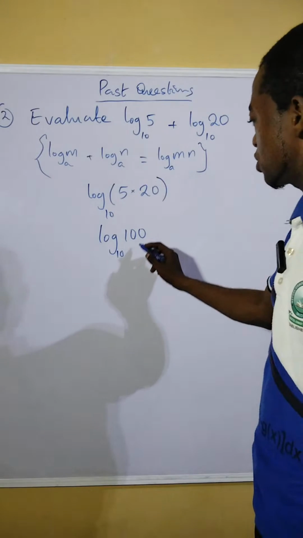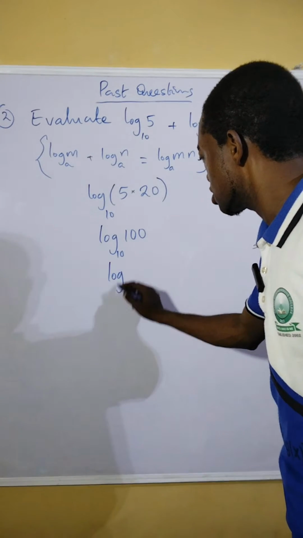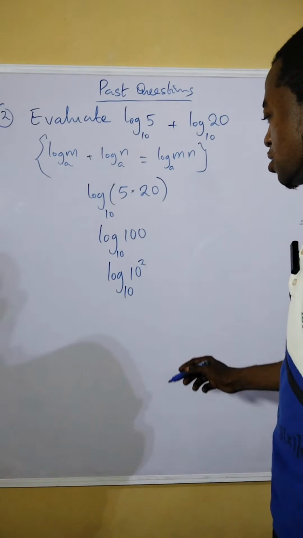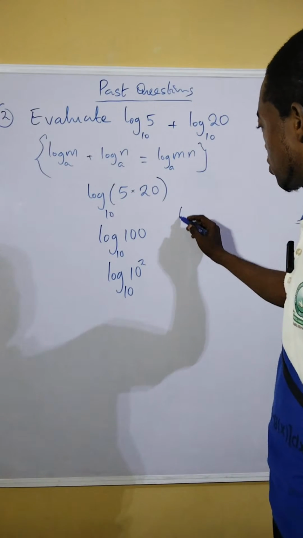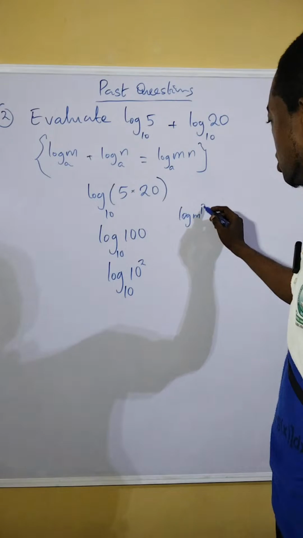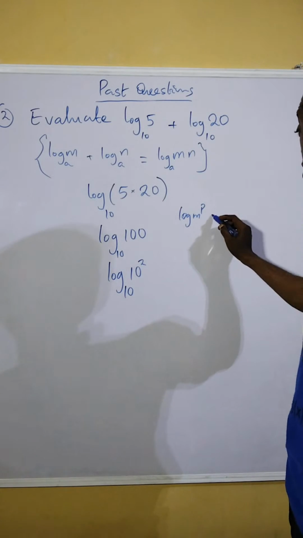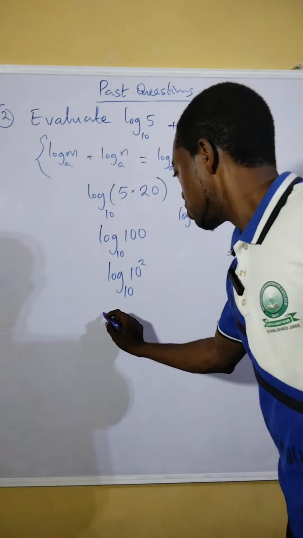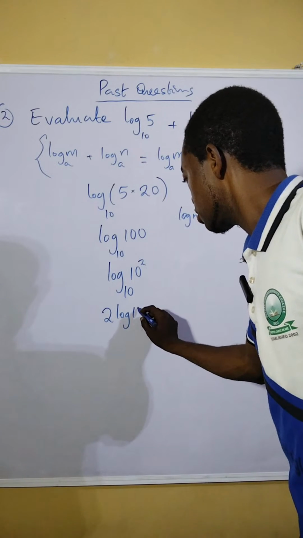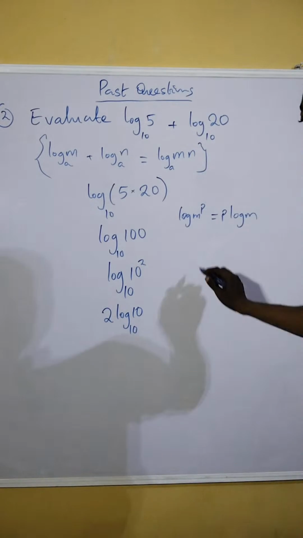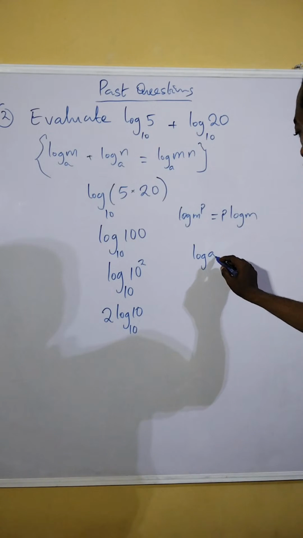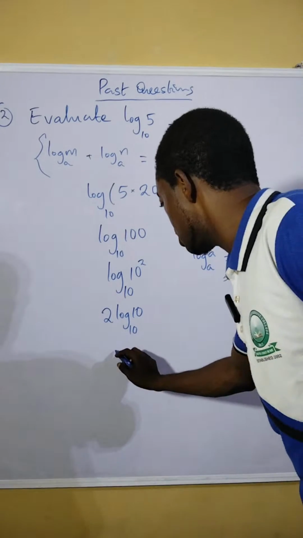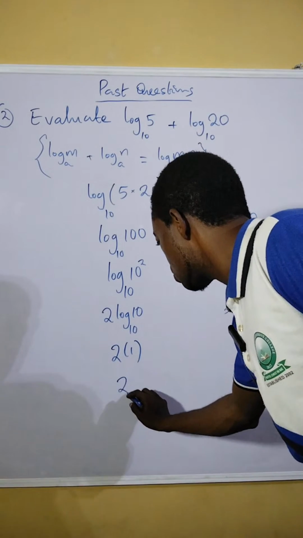Then here we can express 100 as 10 squared. So we have log 10 squared base 10. Then there is what they call the power law of logarithm. When we have log m to base a raised to power p, this is the same thing as p log m. Then this becomes 2 log 10 base 10. And also from the law of logarithm, when we have log a base a, this equals 1. So log 10 base 10, that's 1. That means 2 times 1, and that is 2.